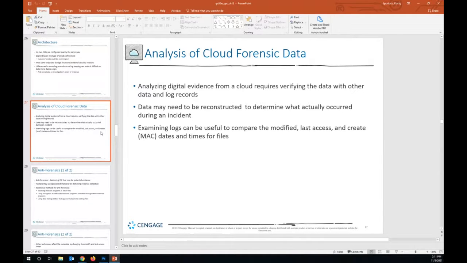Cloud forensic data. Analyzing digital evidence collected from the cloud requires verifying the data with the other data and log records. Digital examiners may need to reconstruct the data to determine what occurred during an incident. Examining logs can be useful in comparing the modified, last access, and create dates and times for a file. The metadata from the affected files should be examined in order to validate the file access when you're analyzing the cloud forensics data.